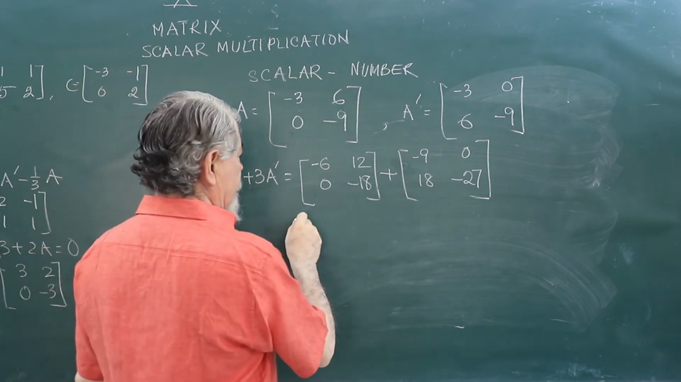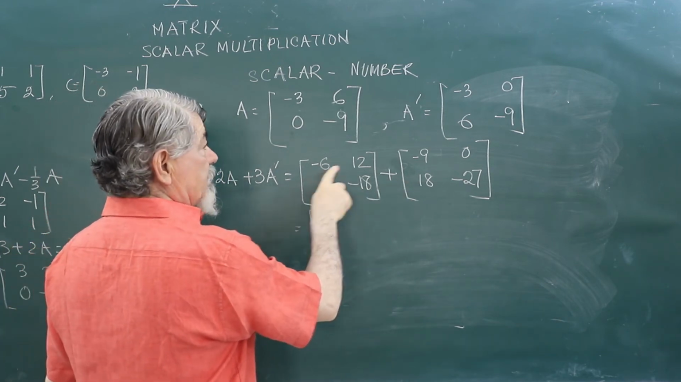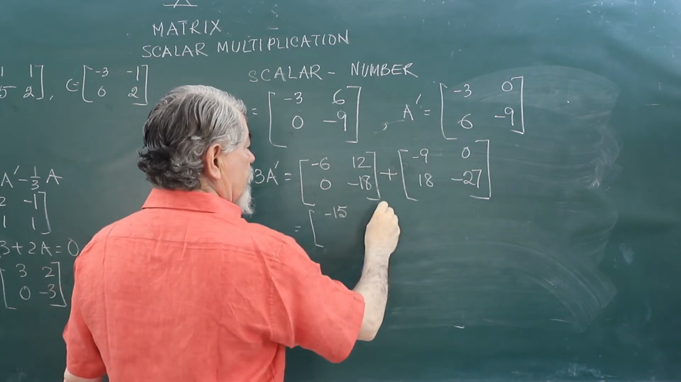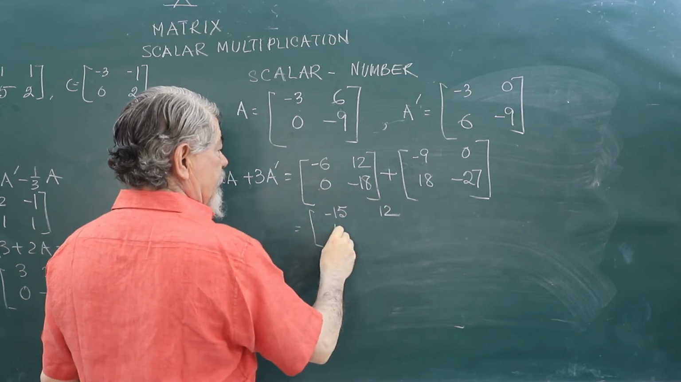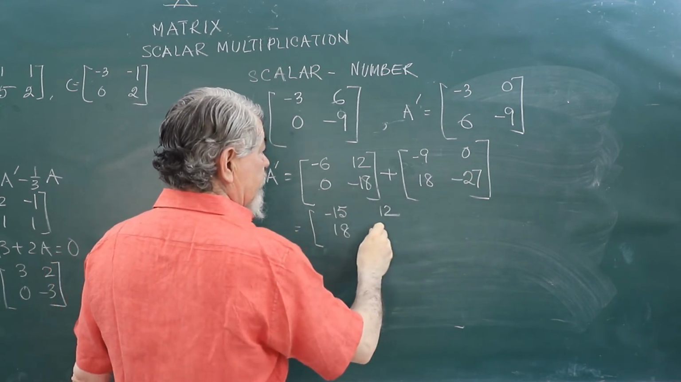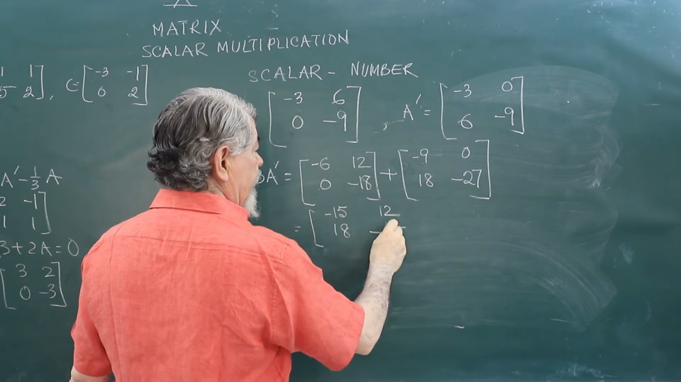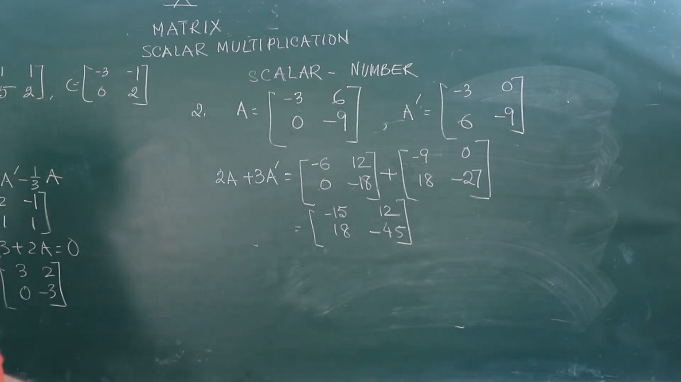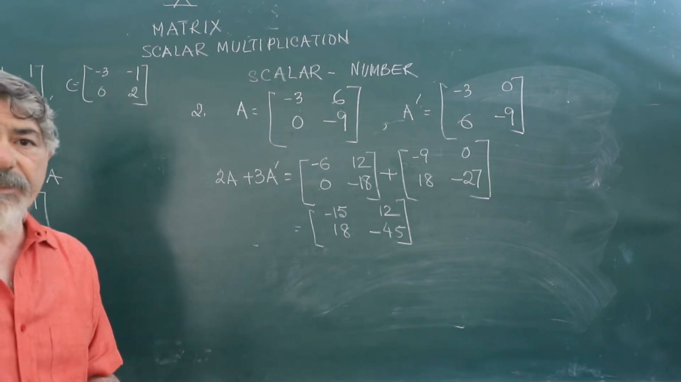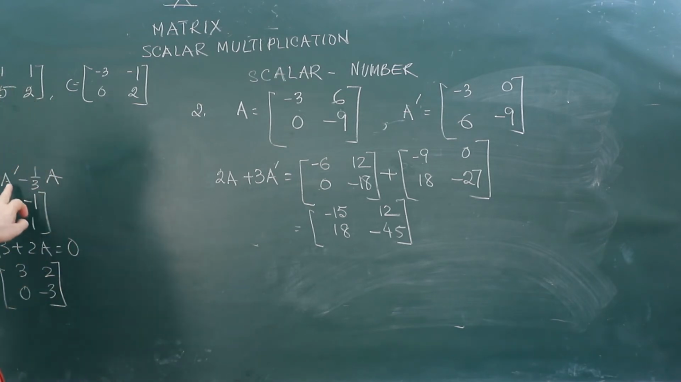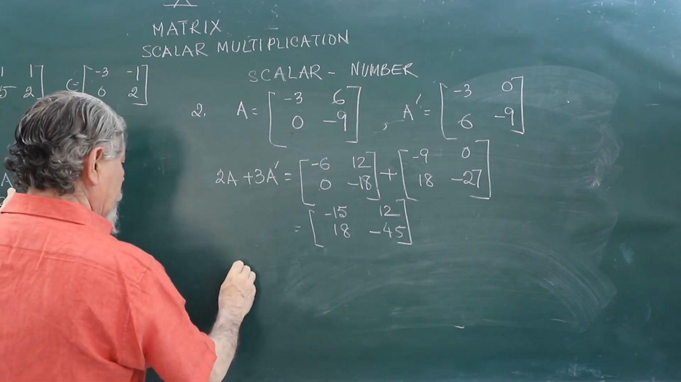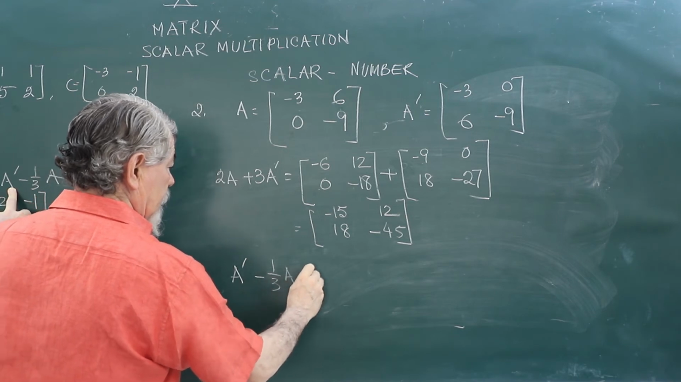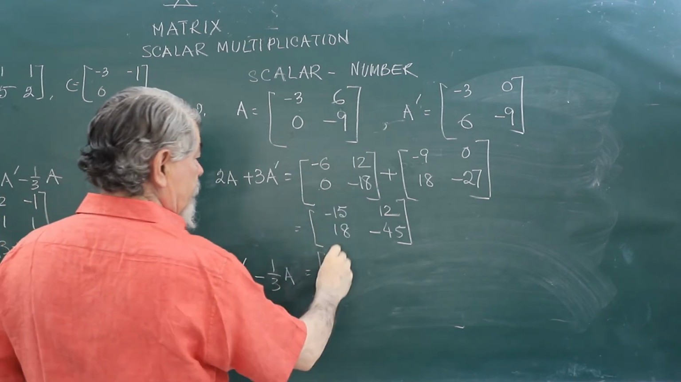What do we get on addition? Minus 6 minus 9 is minus 15. 12 plus 0 is 12. 0 plus 18 is 18. Minus 18 minus 27 is minus 45. So 2A plus 3A dash is minus 15, 12, 18, minus 45. Now let us see A dash minus 1 by 3A.